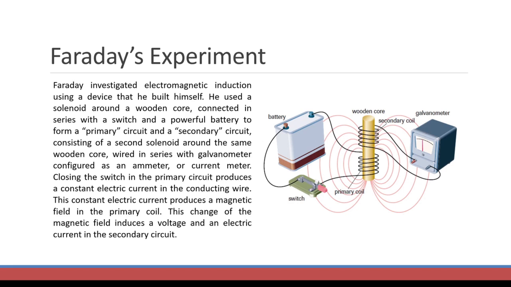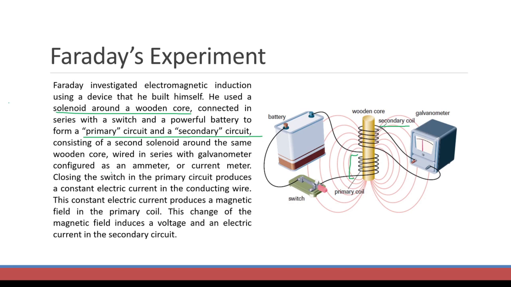So Faraday's experiment had a very clever setup. Faraday investigated electromagnetic induction using a device he built himself. He used a solenoid around a wooden core connected in series with a switch and a powerful battery to form a primary circuit, and a secondary circuit consisting of a second solenoid around the same wooden core. So we have the primary and secondary.